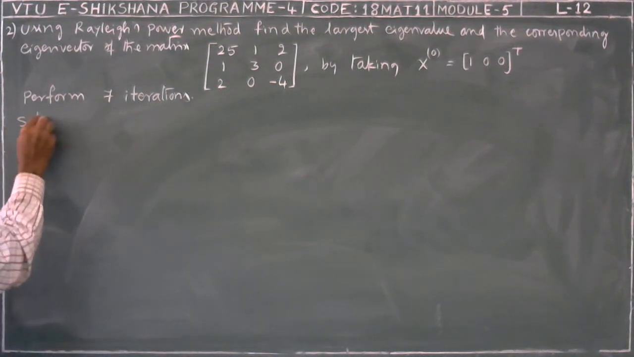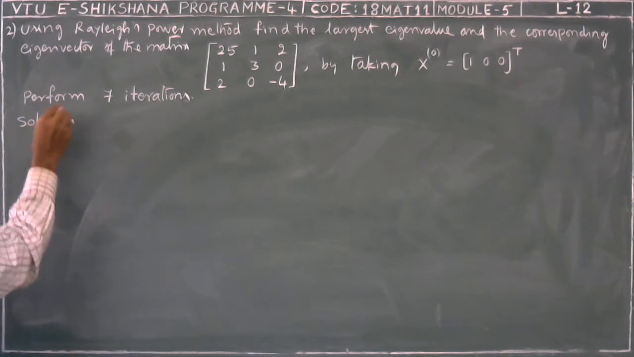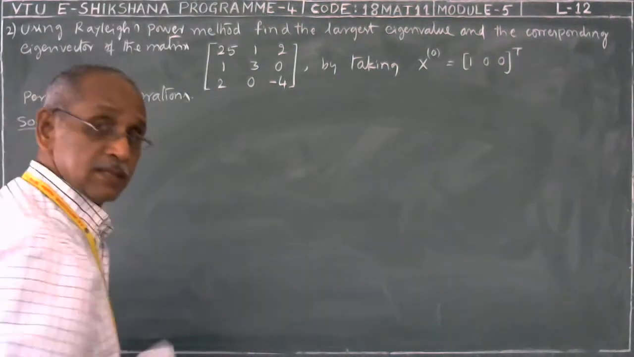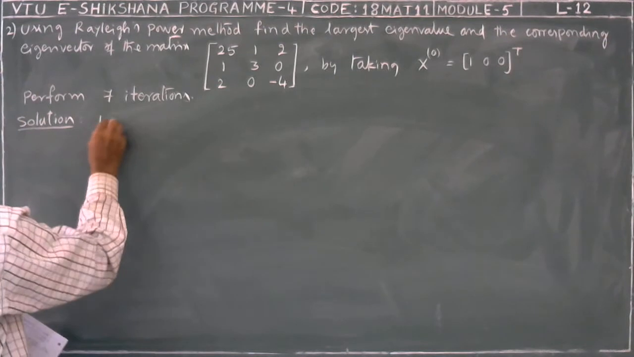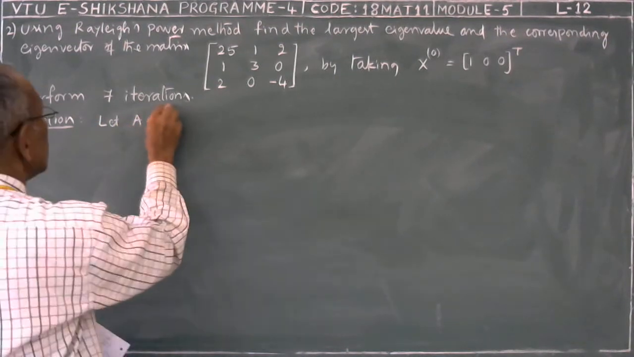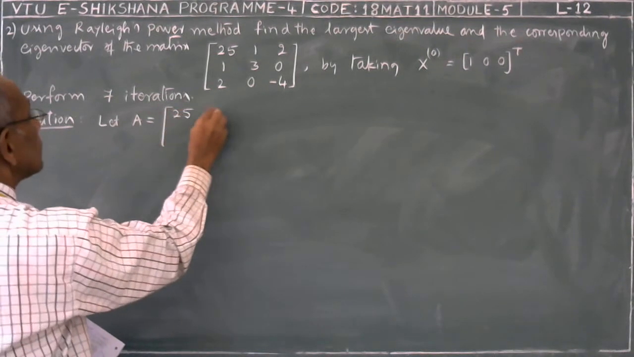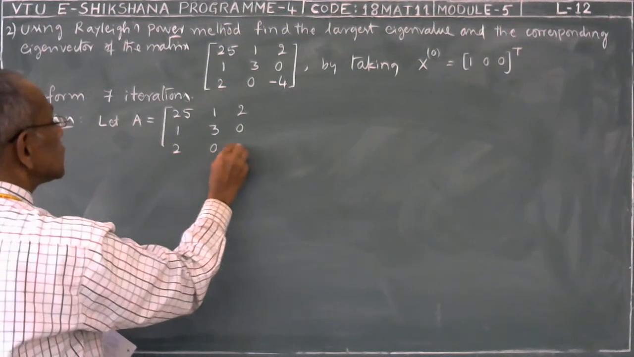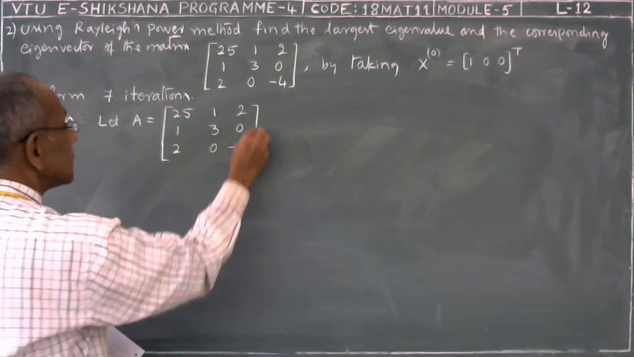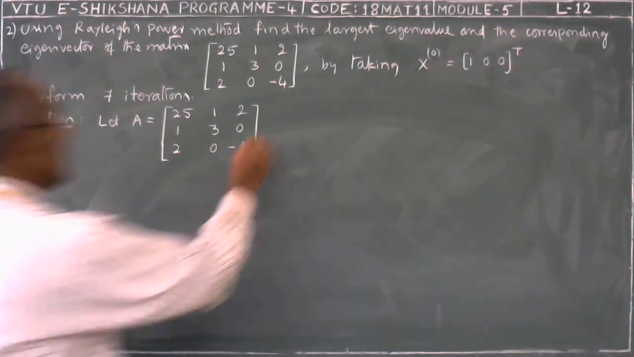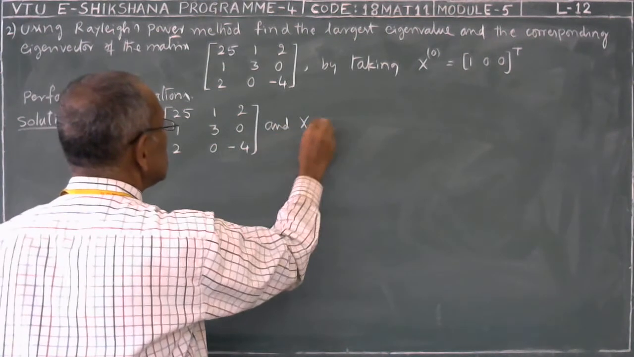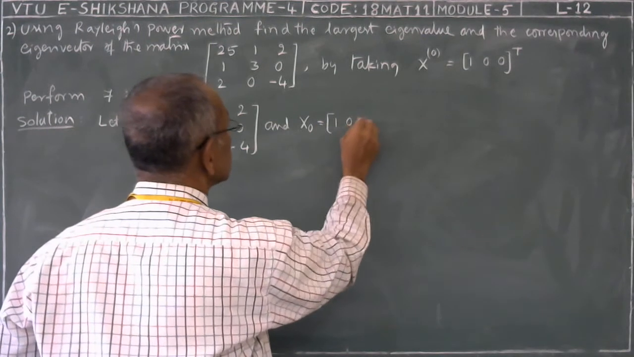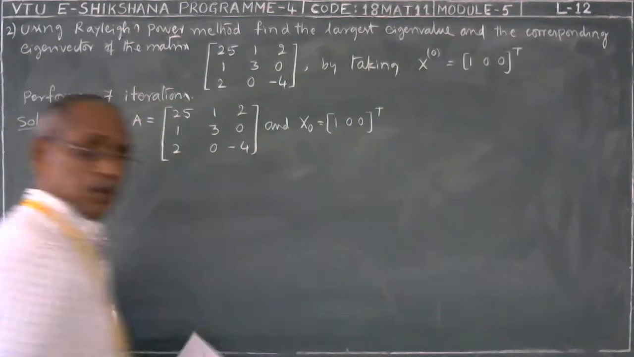As the first step, we shall compute A with this given initial eigenvector. Let me call the given matrix A as 25, 1, 2, 1, 3, 0, 2, 0, minus 4. And the initial eigenvector, let us call this x0, 1, 0, 0 transpose. Only the notation is changed.